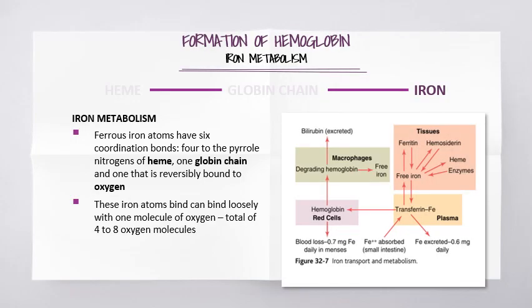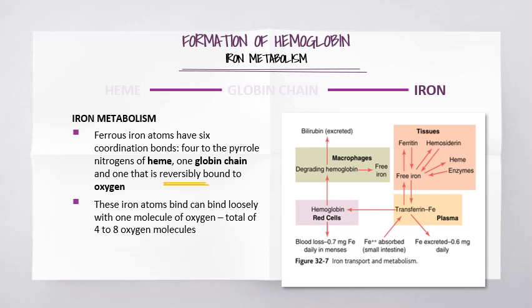And next is iron. What's the importance of iron? Ferrous iron atoms have 6 coordination bonds: 4 to the pyrrole nitrogen of heme, 1 to the globin chain, and 1 that is reversibly bound to oxygen. So it's important because iron atoms can bind loosely with 1 molecule of oxygen, totaling the number of oxygen carried by the hemoglobin into 4 to 8.